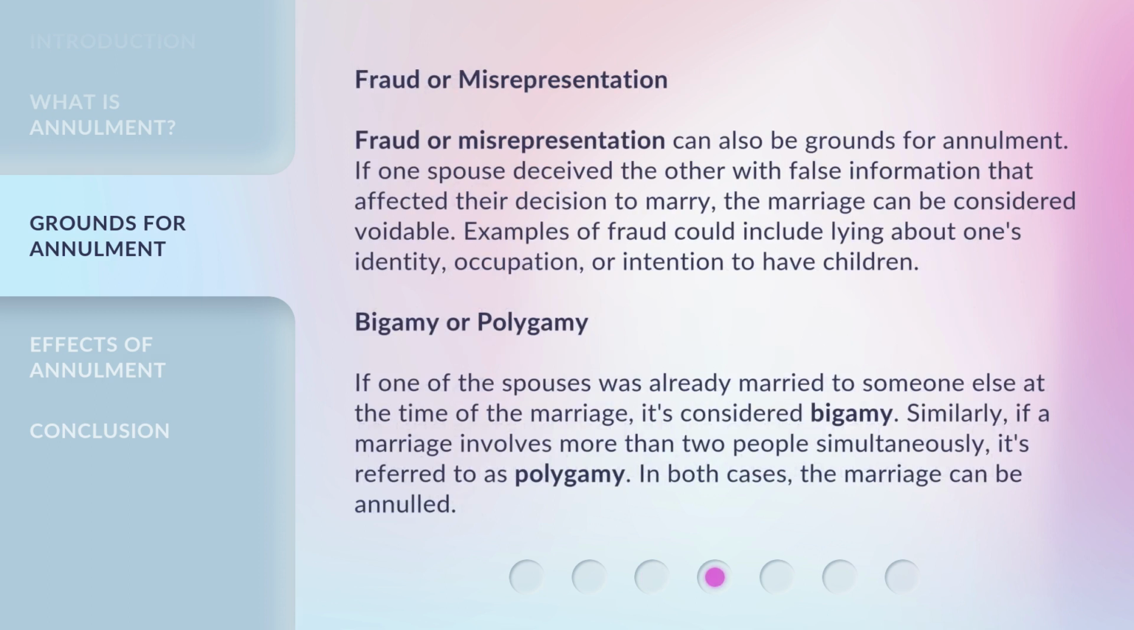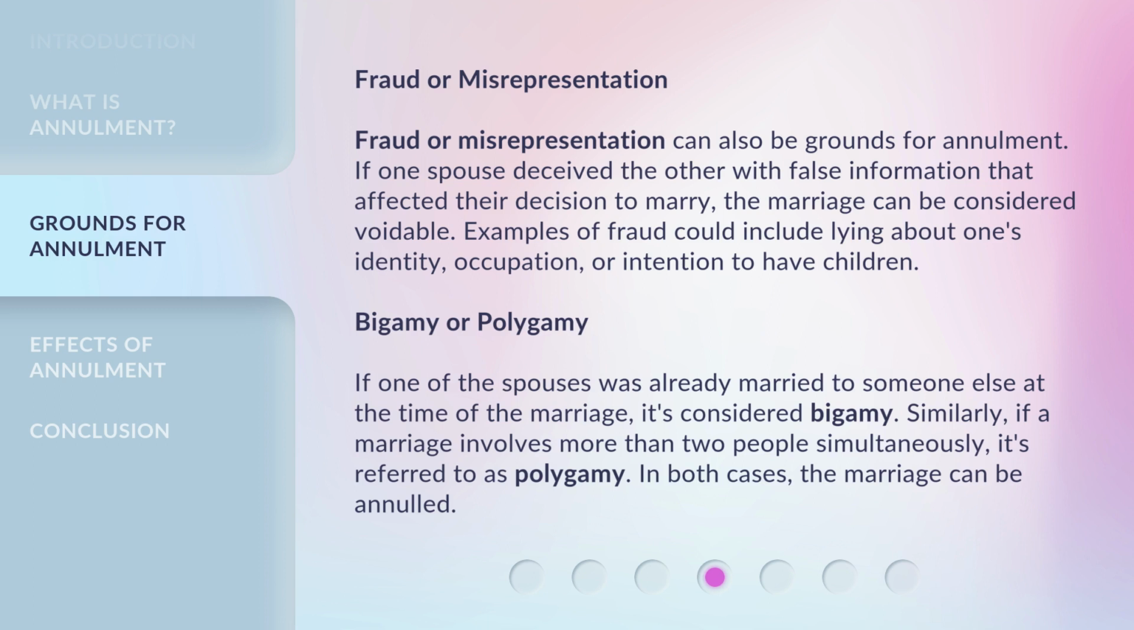Fraud or misrepresentation. Fraud or misrepresentation can also be grounds for annulment. If one spouse deceived the other with false information that affected their decision to marry, the marriage can be considered voidable. Examples of fraud could include lying about one's identity, occupation, or intention to have children.